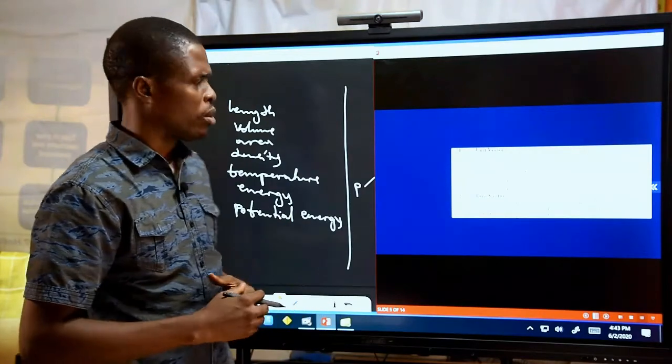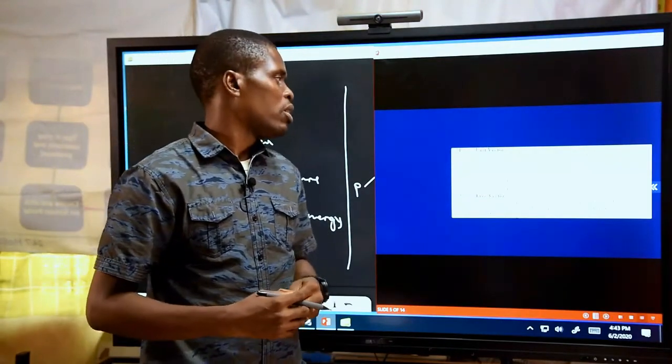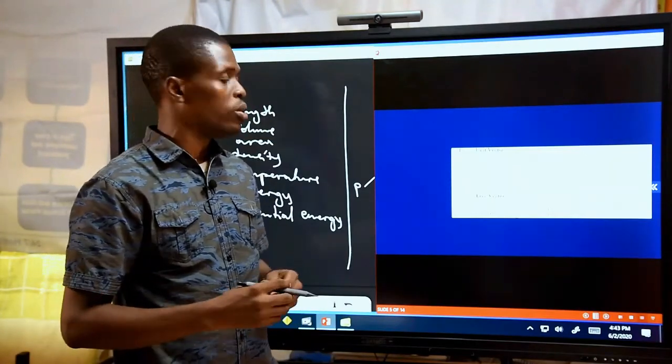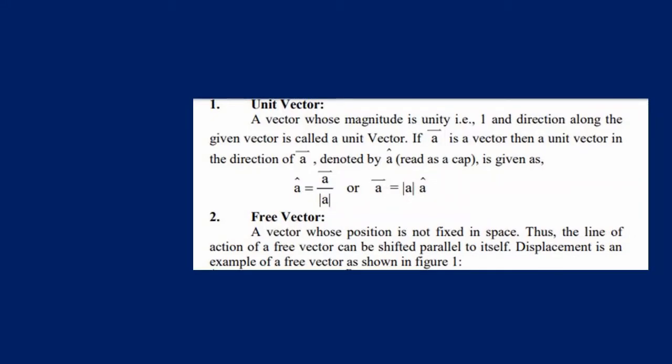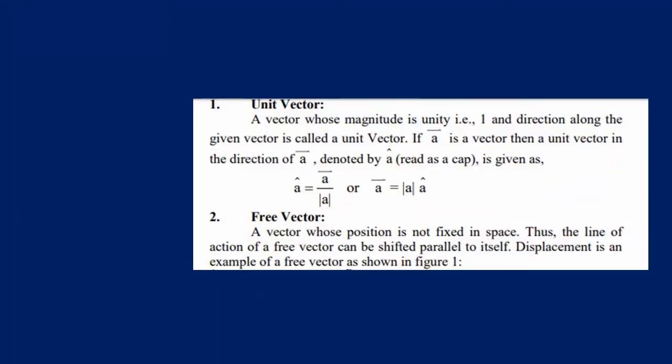What are the types of vector? We have different types of vector based on classification. We have what's called the unit vector. A unit vector is a vector whose magnitude is unity. We have the free vector: a vector whose position is not fixed in space, and thus the line of action of a free vector can be shifted parallel to itself. Displacement is an example of a free vector, okay?